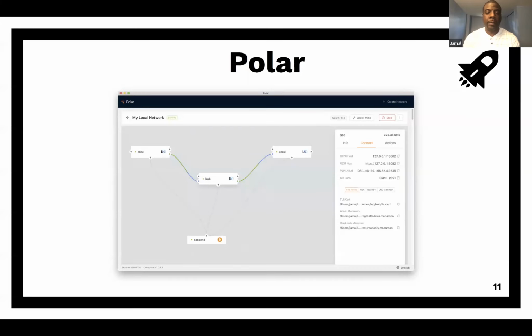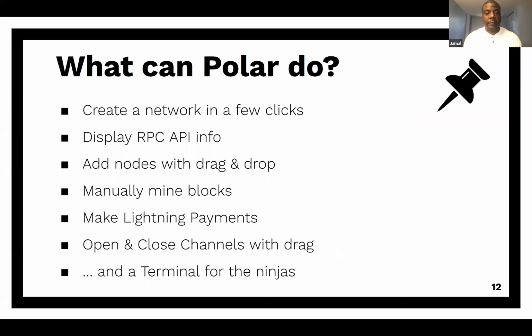And this is a screenshot of what Polar looks like with the network up and running. You basically can get a visual graph of your nodes, both Bitcoin and Lightning, as well as a sidebar that gives you tons of useful information that you need in developing your application. So I'll give you a high level of some of the things that Polar can do. Obviously you can create a network, and it's not just one network, you can create multiple networks. You can even have multiple networks running at the same time if you like. You can display the RPC credentials and API information in order to know what to put into your application to connect to the nodes.